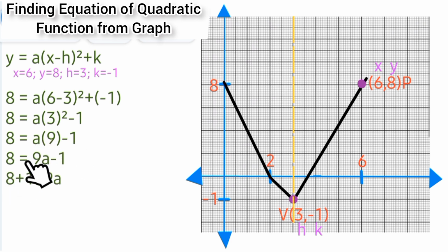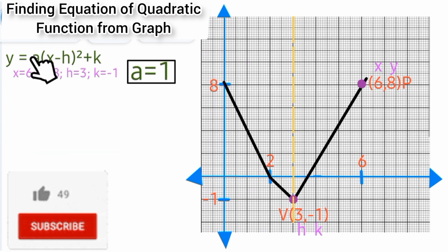Collecting like terms here, we have 8. When minus 1 crosses the equal sign, it becomes plus 1, equal to 9a. 8 plus 1 gives 9, equal to 9a. Therefore, a value will be equal to 9 divided by 9. Of course, 9 divided by 9 gives 1, so our a value is 1.